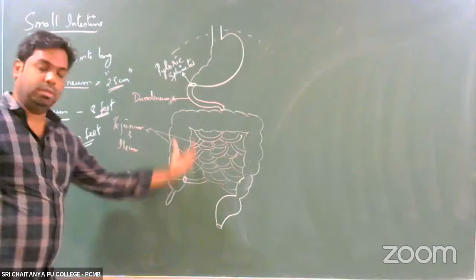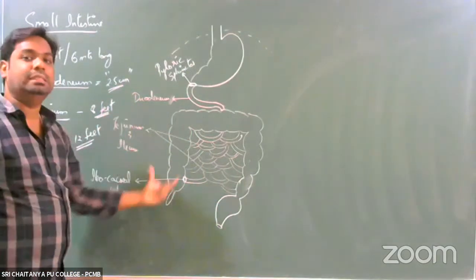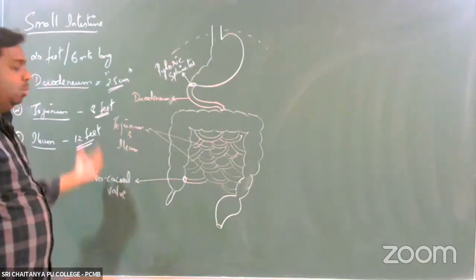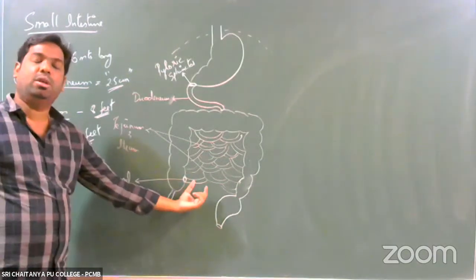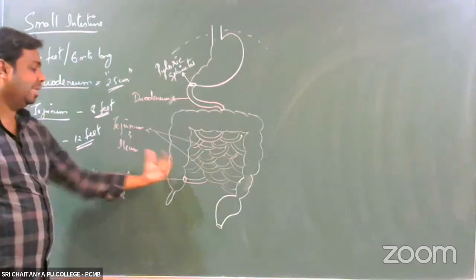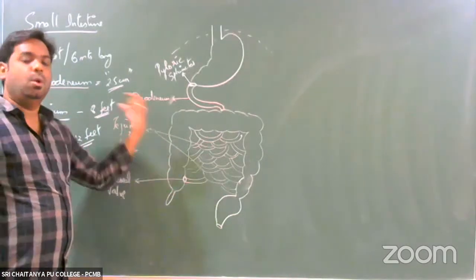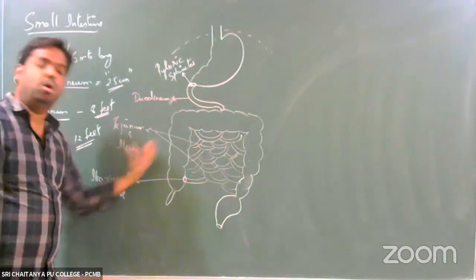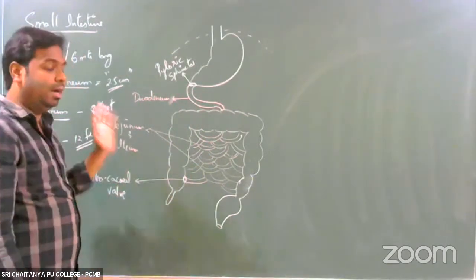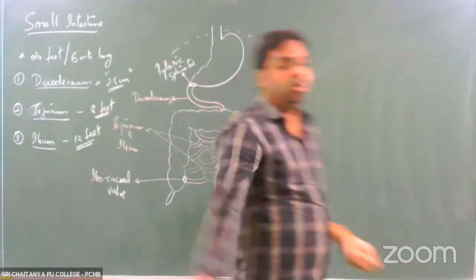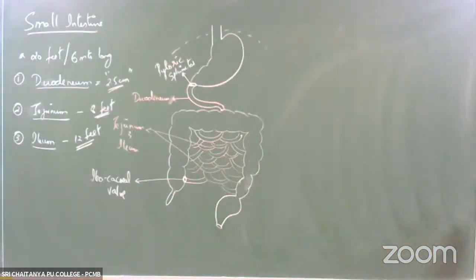Now the opening of the small intestine to the large intestine is guarded by a valve which is called the ileocecal valve. Ileo refers to the ileum part of the small intestine and cecal refers to the cecum part of the large intestine, where the food is transported into the large intestine through this valve. The function of this valve is to prevent the backward flow of food, from the large intestine back into the small intestine.